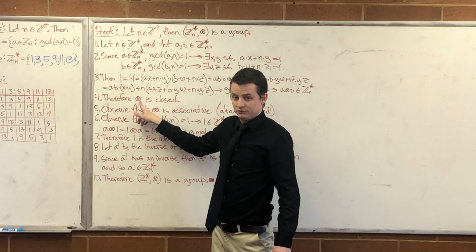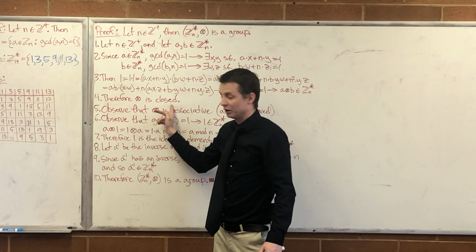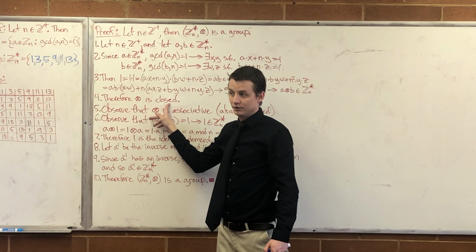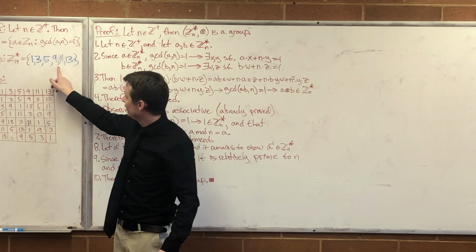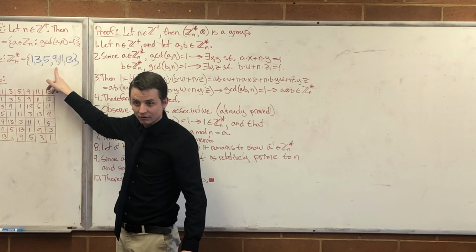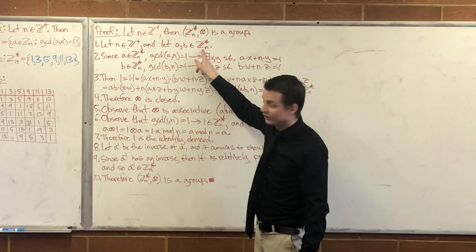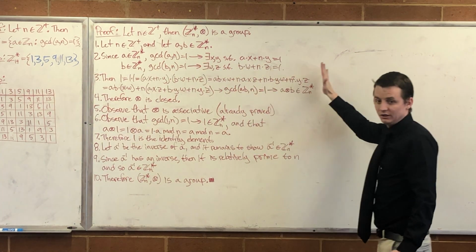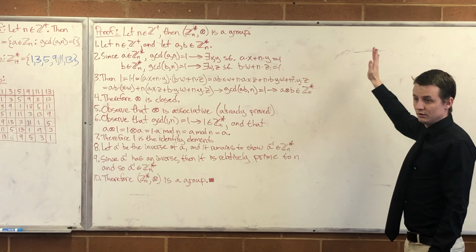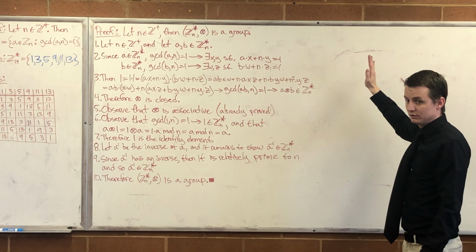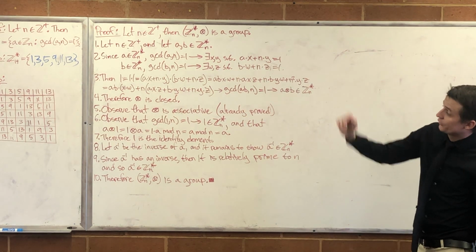Therefore, multiplication is closed on this set. If you pick two elements out of here and you multiply them together, you'll get something else in here. But now we're saying it more generally for this set. Anything weird? Okay, so that's the first property.